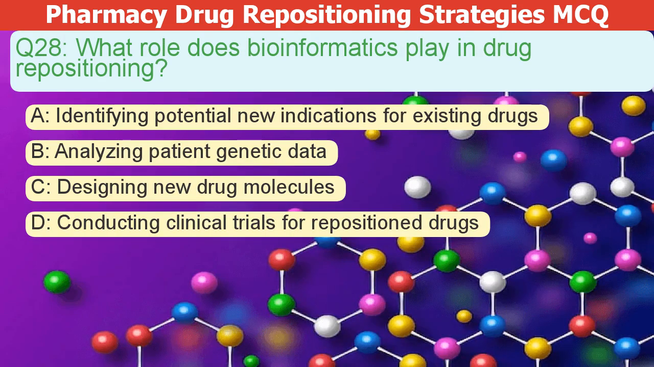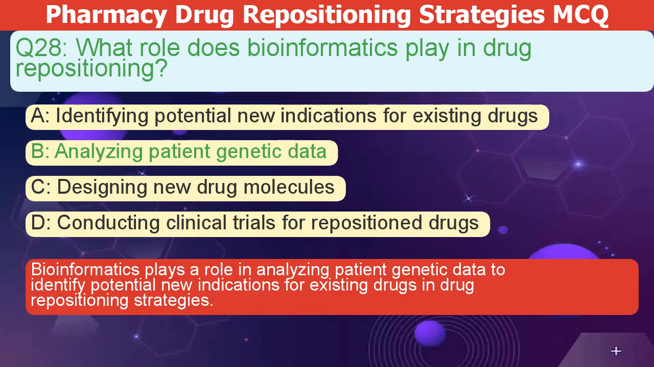What role does bioinformatics play in drug repositioning? A. Identifying potential new indications for existing drugs. B. Analyzing patient genetic data. C. Designing new drug molecules. D. Conducting clinical trials for repositioned drugs. The correct answer is B.